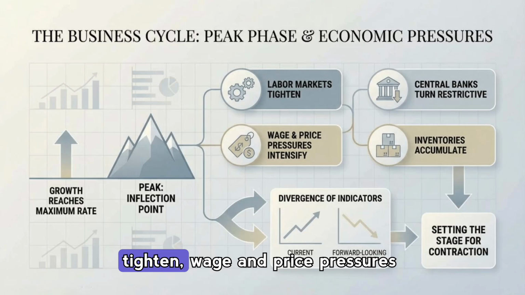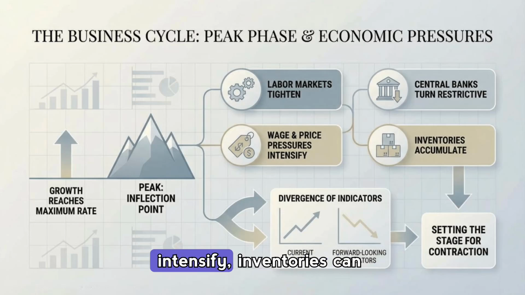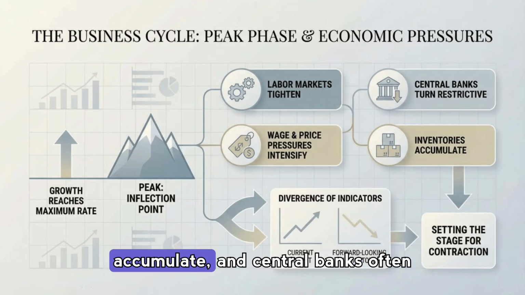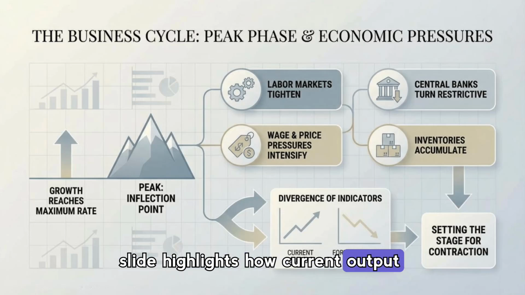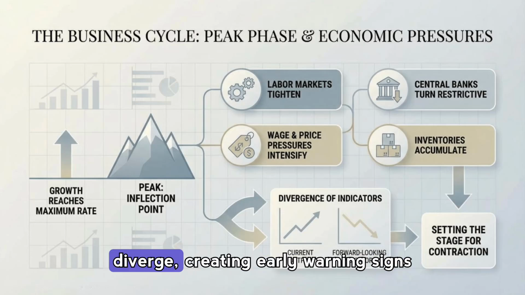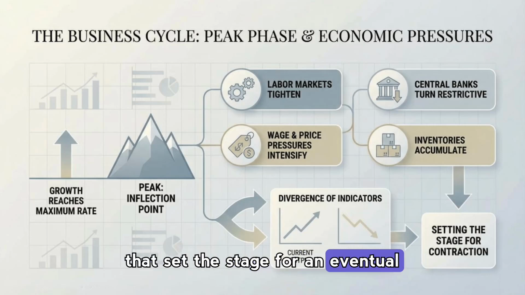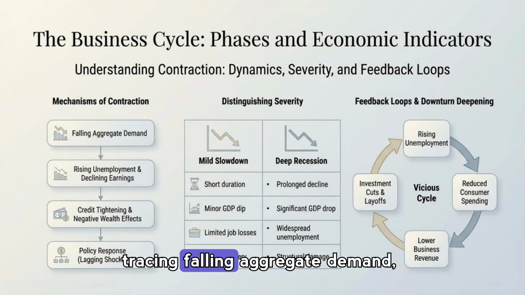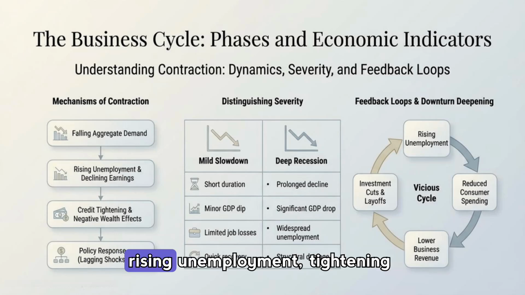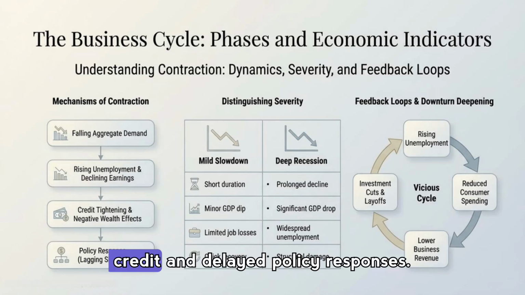Labor markets tighten, wage and price pressures intensify, inventories can accumulate, and central banks often move to restrictive settings. The slide highlights how current output and forward-looking indicators can diverge, creating early warning signs that set the stage for an eventual contraction. Understanding contraction means tracing falling aggregate demand, rising unemployment, tightening credit, and delayed policy responses.